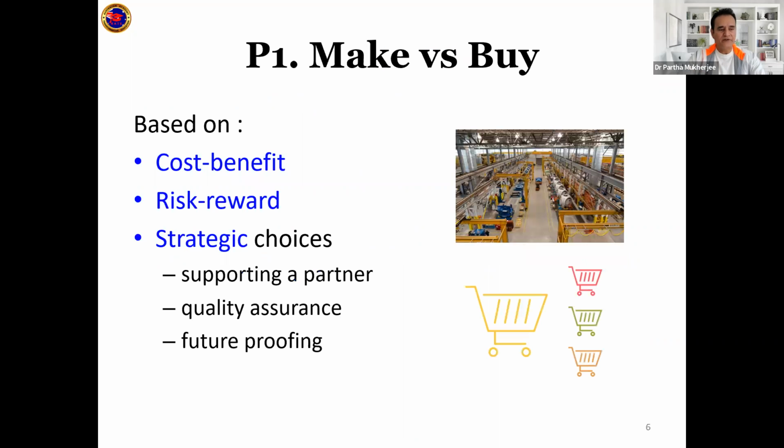So the first one is make versus buy. How will you choose whether to make or to buy? That will be based on cost benefit, the risk reward, and some strategic choices. Now let's get an example. For example, your Toyota company, you're manufacturing a car, or it's a project for delivering a new car. Now you have the capability of having the engine manufactured in Toyota Japan. You have the capability of having the tires manufactured, maybe batteries or the cranks or the gears.